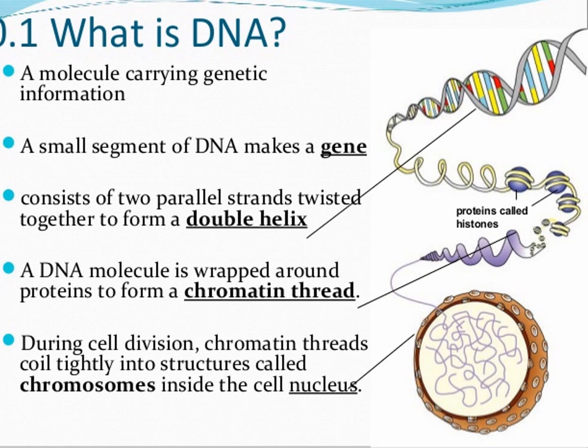We know that DNA is a double helical model, and the DNA molecule is wrapped around a protein, and it will form a chromatin thread. And these chromatin threads are present inside the chromosomes. During cell division, these chromatin threads are tightly coiled into structures called chromosomes. So these chromosomes are present inside the cell nucleus.